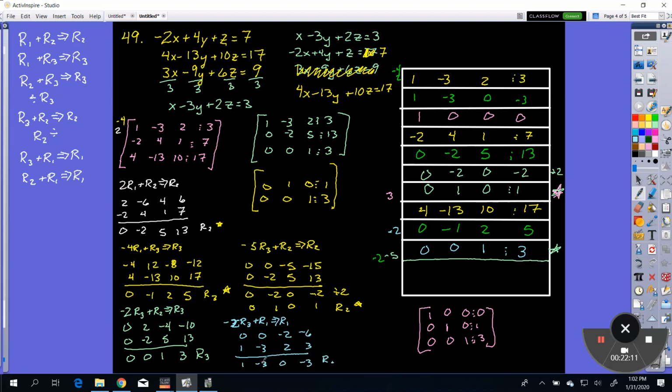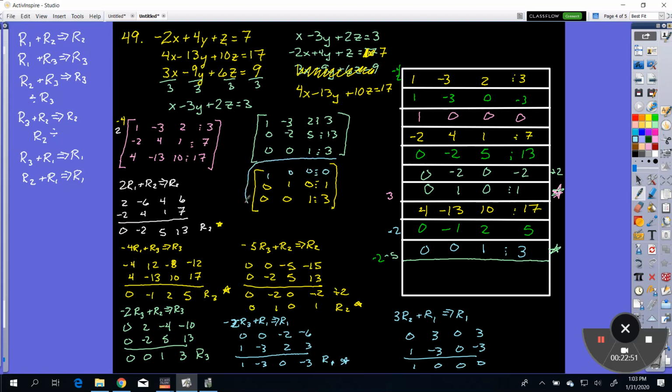I want this negative 3 to disappear, so I use my row 2 to do that. So I'm going to go 3 times row 2, add it to my new row 1. It's going to make a new row 1. So 3 times row 2, that just goes 0, 3, 0, 3. Row 1 is this one right here. This is my row 1 now. 1, negative 3, 0, negative 3. I add those together, I get 1, 0, 0, 0. So my top row is 1, 0, 0, 0.